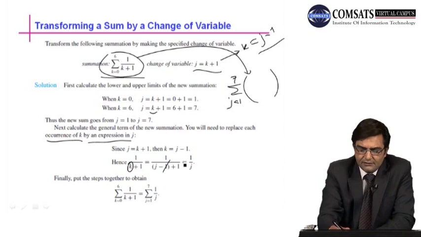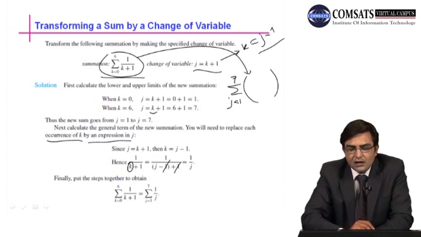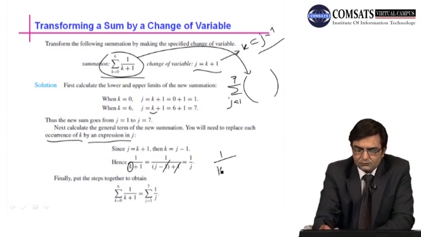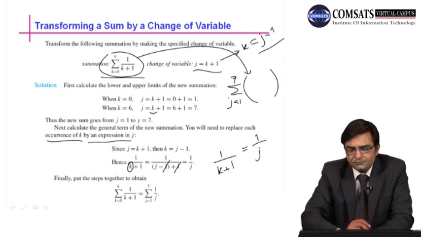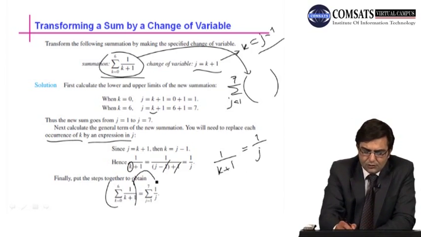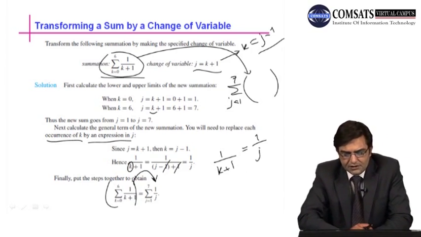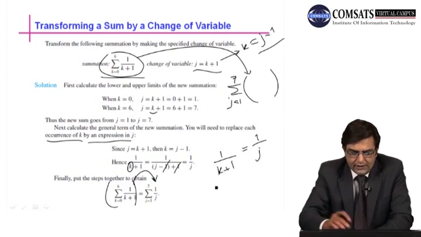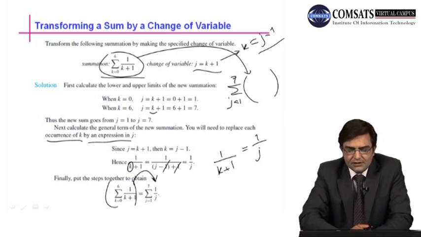1 is cancelled with 1 and we get j. So 1 over k plus 1 basically has been changed to 1 over j. So the whole summation here has been changed now to this form: summation j is equal to 1 to 7, and the general term is 1 over j.